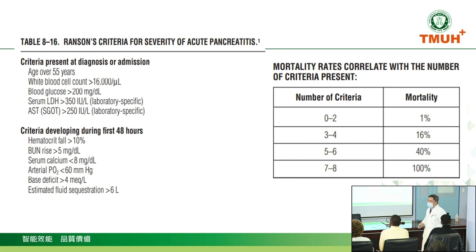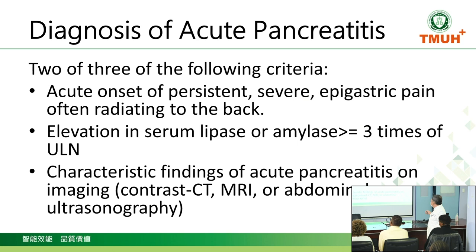Diagnosis of acute pancreatitis: two of the following three criteria. Acute onset of persistent severe epigastric pain, often radiating directly to the back; elevation of serum lipase or amylase more than three times the upper limit of normal; and characteristic findings of acute pancreatitis on imaging. So with two of these, you can make the diagnosis.